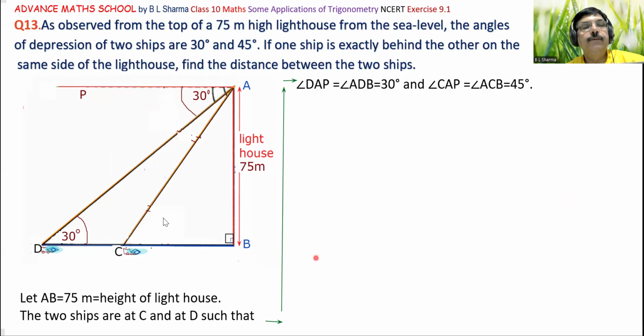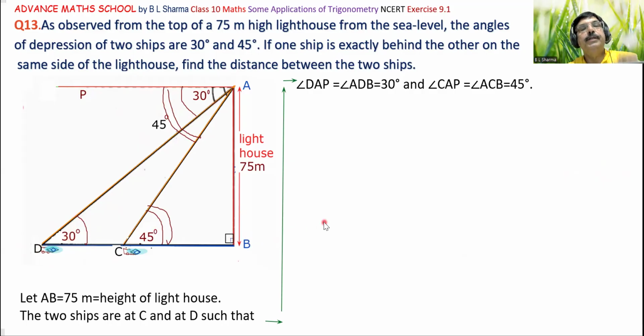And the angle of depression of this ship, this angle, is 45 degrees. So for the other ship, these are not cars, these are ships, this angle is 45 degrees, so this angle will also be 45 degrees. There are two ships at D and C. The angle of depression of this ship as observed from here is 45 degrees, and of the other ship is 30 degrees. Since these two lines are parallel, alternate angles are equal. So angle D is 30 degrees and angle C is 45 degrees.